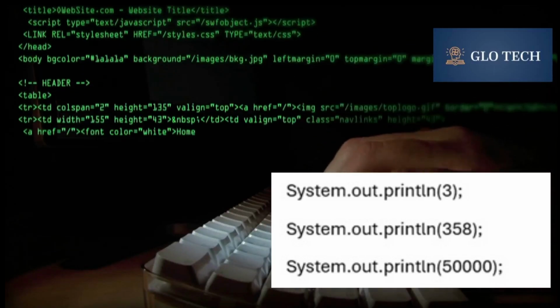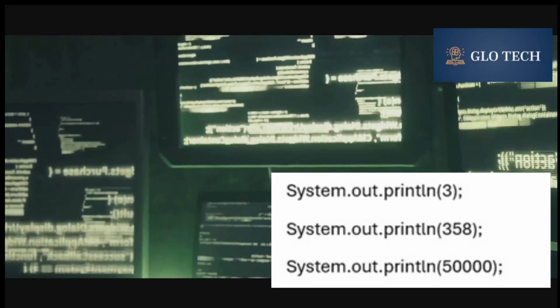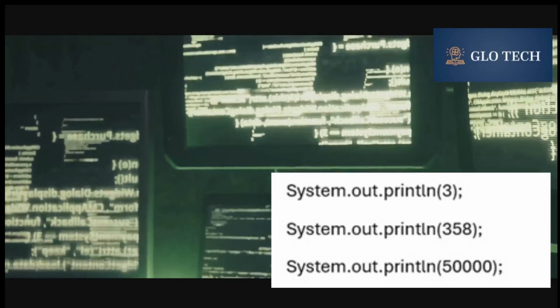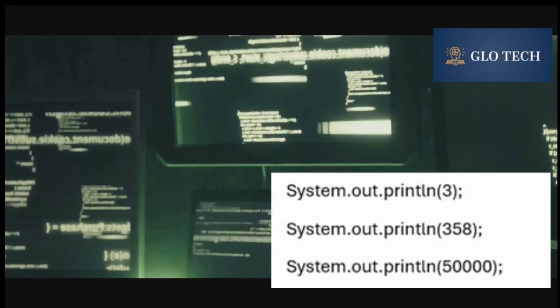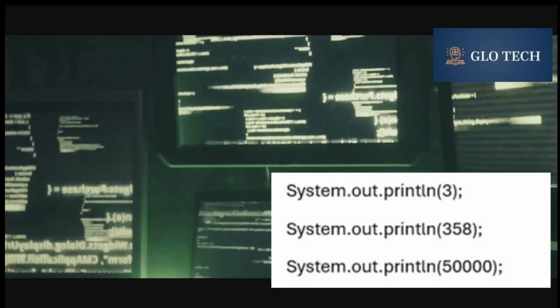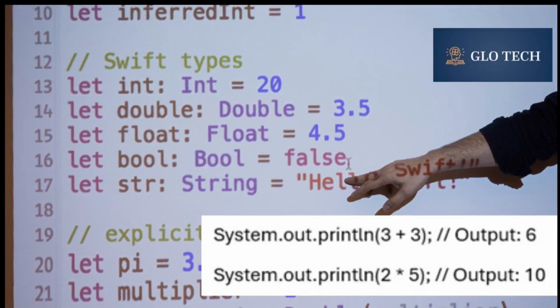Next, printing numbers in Java. Unlike text, numbers don't need double quotes. Example: System.out.println(3); System.out.println(358); System.out.println(50000); You can even perform mathematical operations inside println.